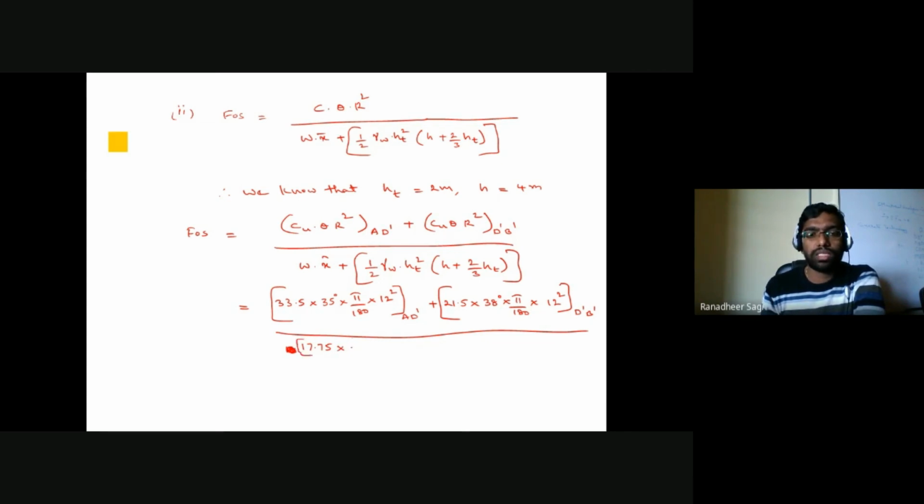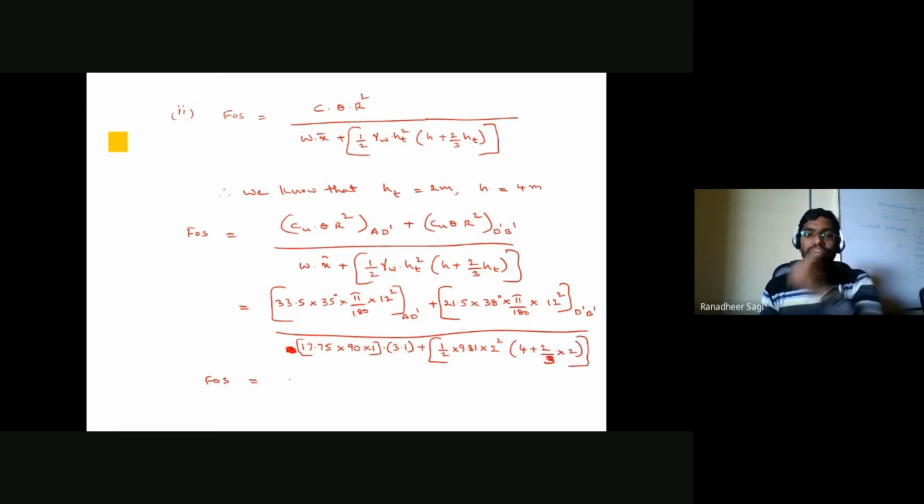Volume of the soil is nothing but the area of the soil, which is given as 90 into, for every 1 unit width in this direction, into x bar. What is x bar? X bar is nothing but 3.1 plus half into 9.81 into ht square, that is 2 square, this into H, which is 4 plus 2/3 of 2.